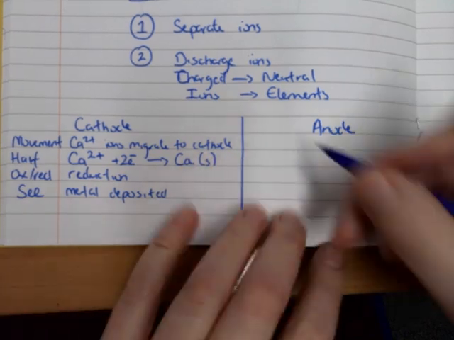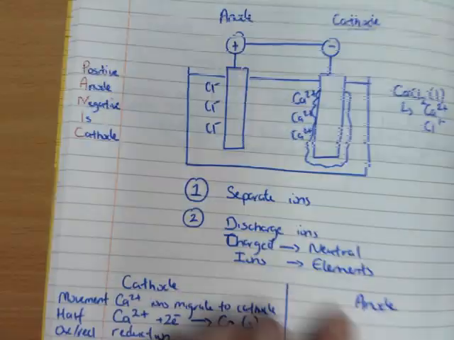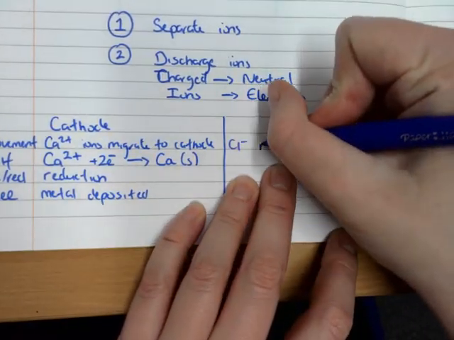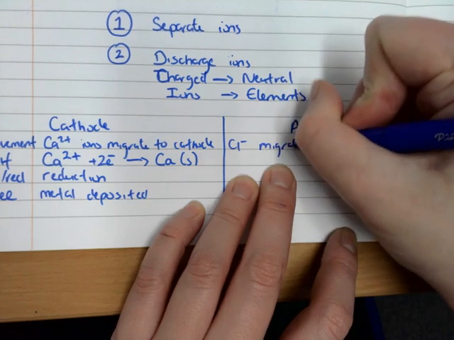What happens at the anode? Well, in terms of movement, the anode is positive, so the negative ions are going to be attracted there. So I'm going to write Cl-. They are going to migrate to the anode.